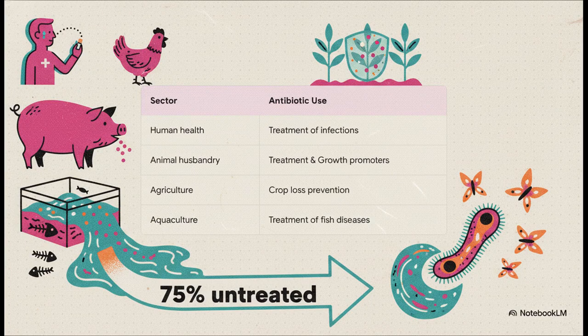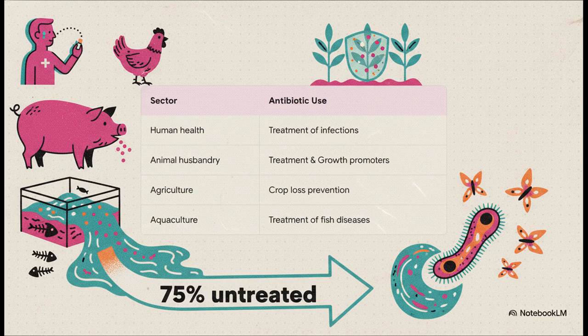But as clinicians, we have to zoom out for a second. Human medicine is just a fraction of the global antibiotics story. We are pouring thousands of tons of these exact same drugs into animal husbandry, agriculture, and aquaculture. In farming, they are frequently used not just for treating sick animals, but as routine growth promoters.